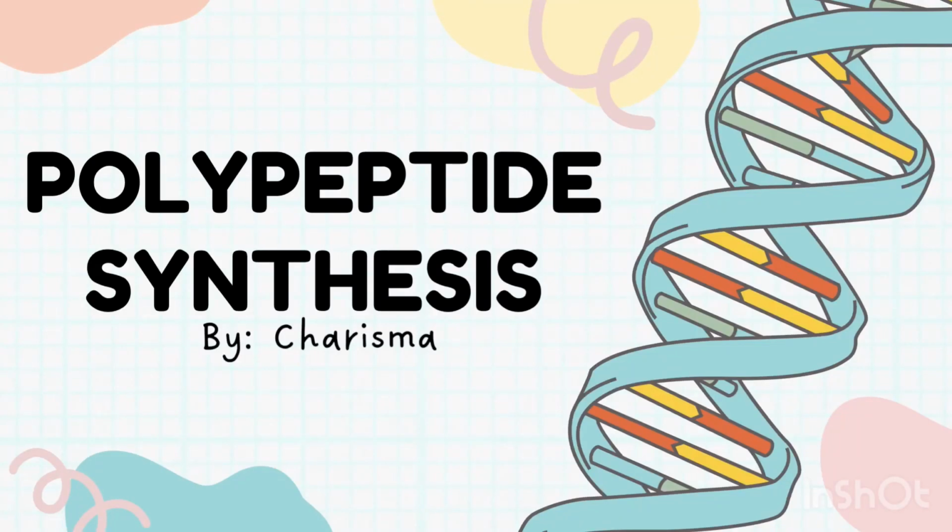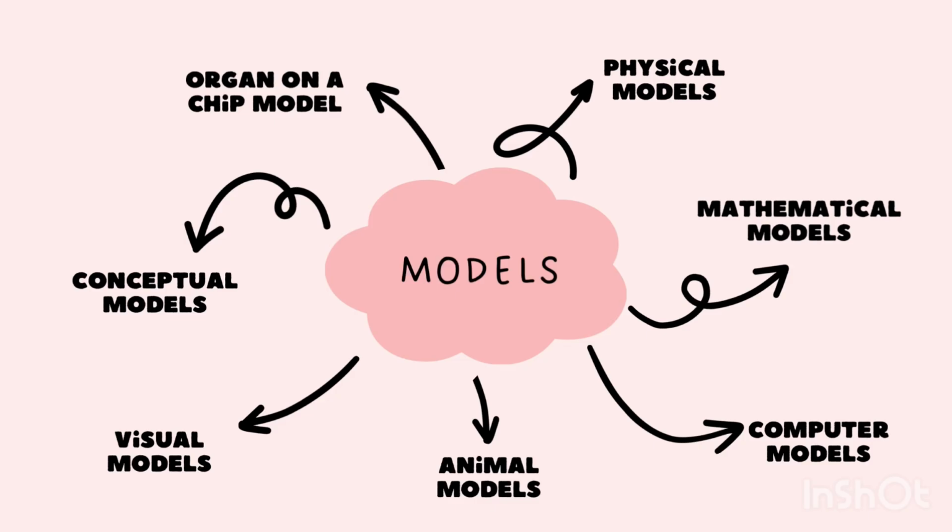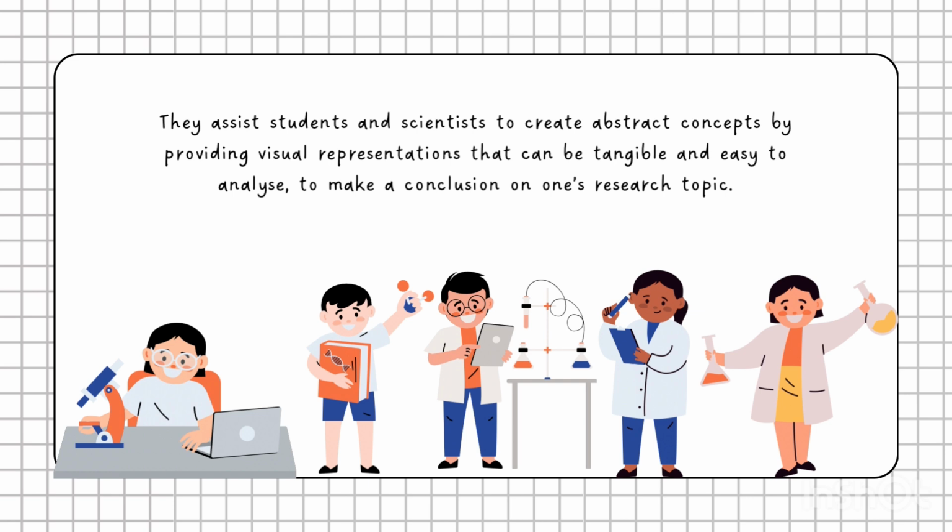My name is Charisma, and we will first begin by talking about the use of models in biology. Models in biology play a key role in simplifying and explaining biological processes that may be difficult to understand. They come in a variety of forms, as shown in this chart, to assist in visualizing abstract functions which allow scientists to make predictions. They assist students and scientists to create abstract concepts by providing visual representations that can be tangible and easy to analyze to make a conclusion on one's research topic.